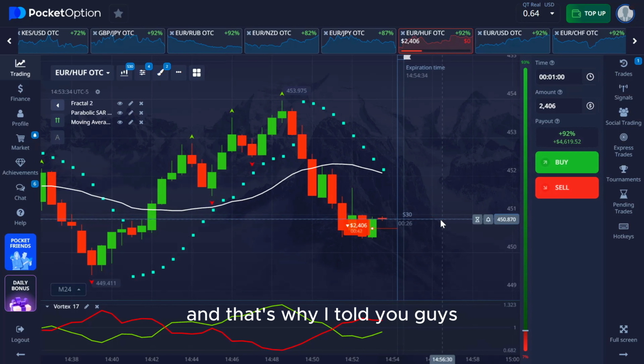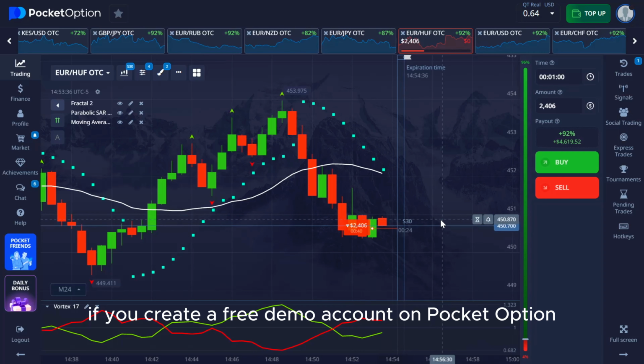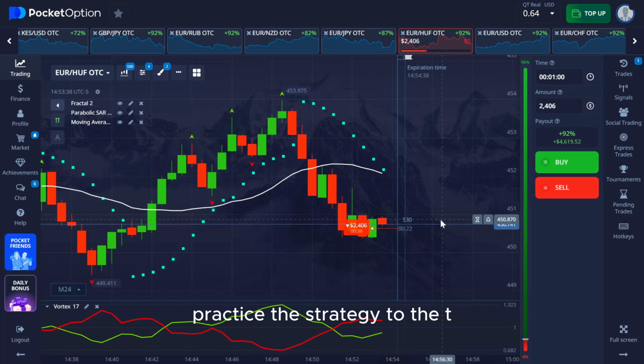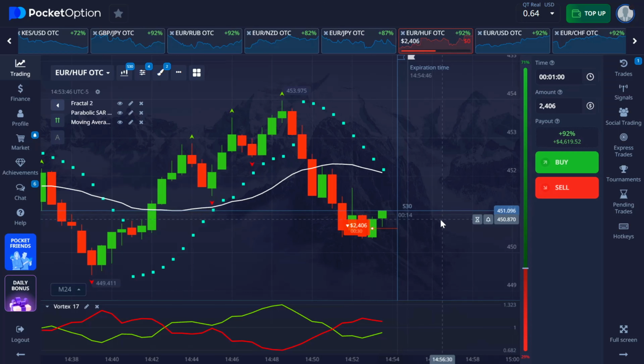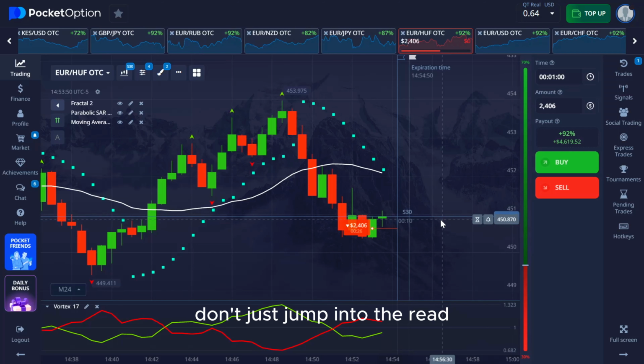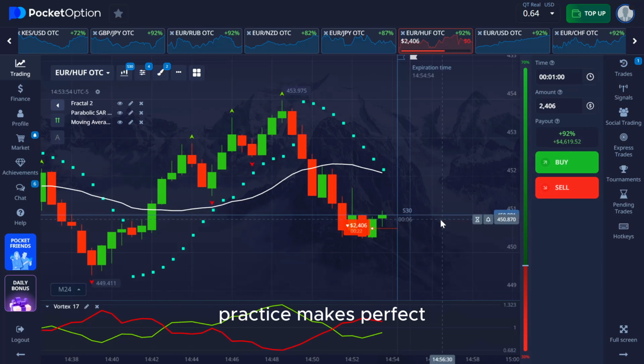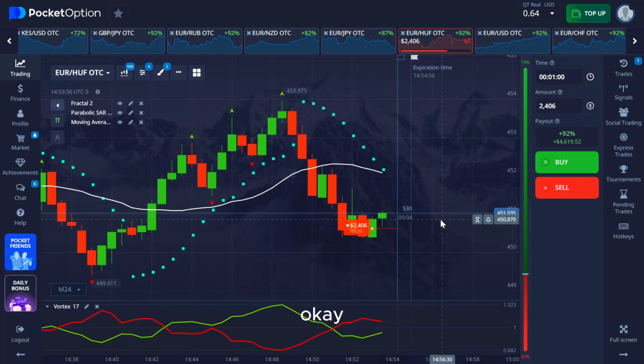And that's why I told you guys, if you create a free demo account on Pocket Option, practice the strategy to the T and make sure that you're doing the right thing. Okay? Don't just jump into the real one. Practice, practice. Practice makes perfect. Okay?